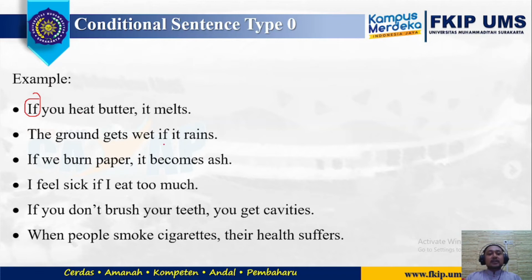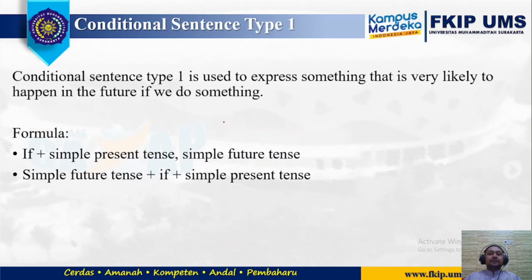The ground gets wet if it rains. If we burn paper, it becomes ash. I feel sick if I eat too much. If you don't brush your teeth, you'll get cavities. And the last example of conditional sentence type 0 is: when people smoke cigarettes, their health suffers. All of these examples show that when we do something, we will have the effect of other things. That's what we call conditional sentence type 0.